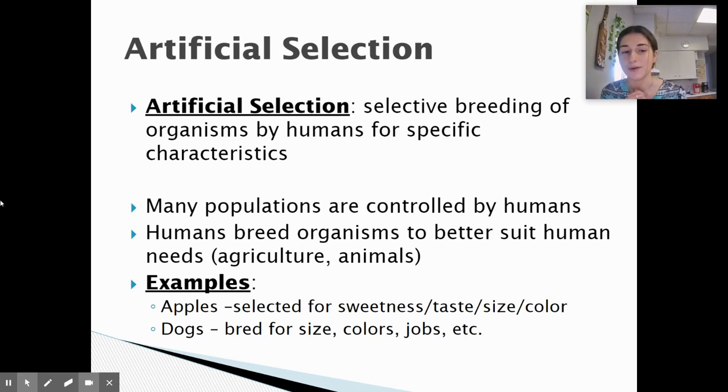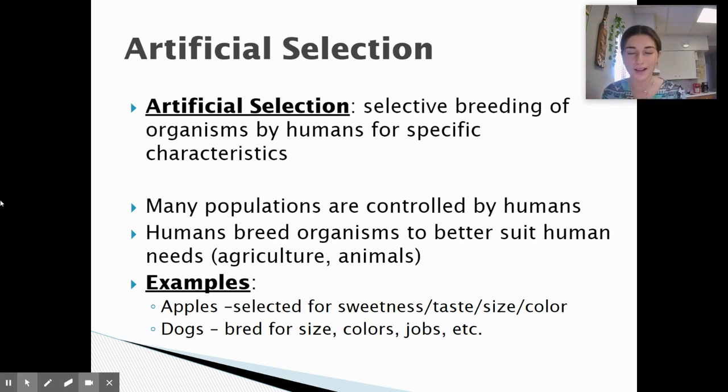So some examples are apples. So we breed apples so they can be sweeter or taste better or be bigger or be a specific color. Because we're breeding them this way, they're not what they originally were, and they are able to have these specific characteristics because we're playing with these apples' genes.